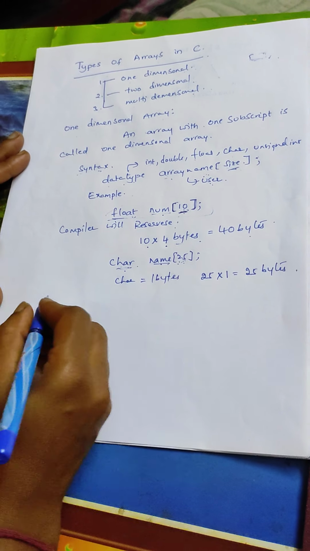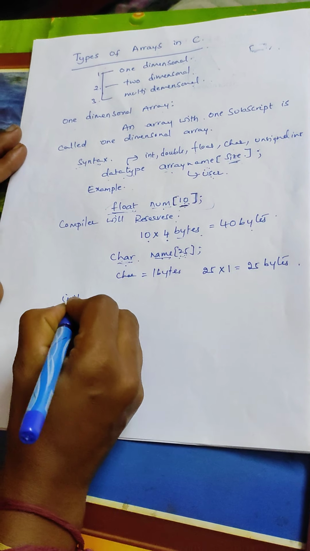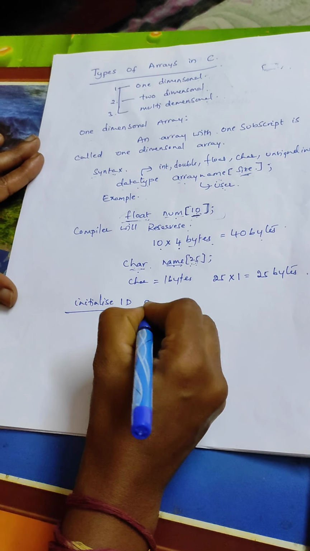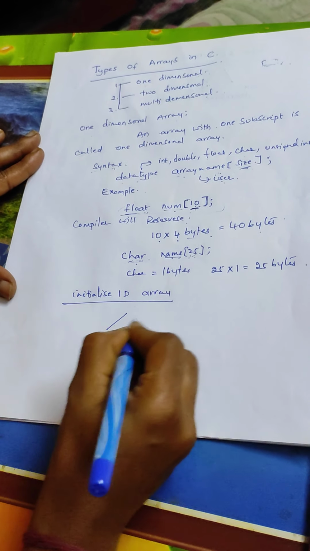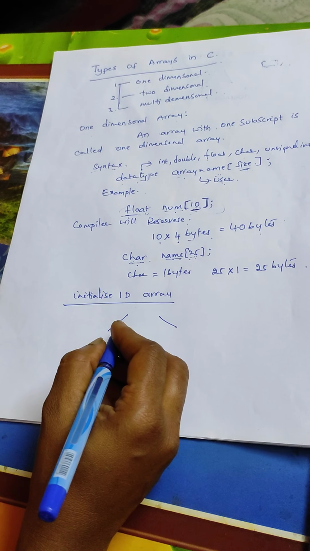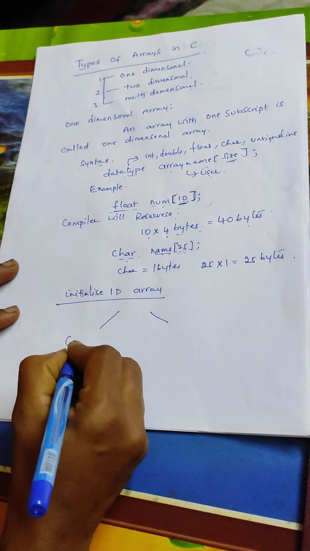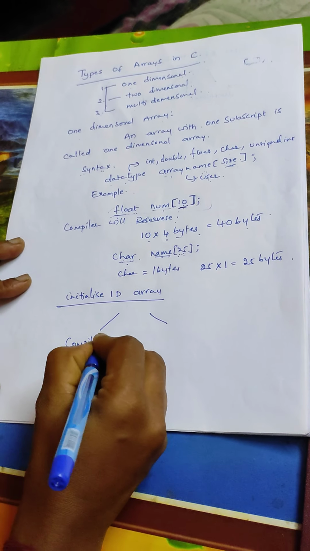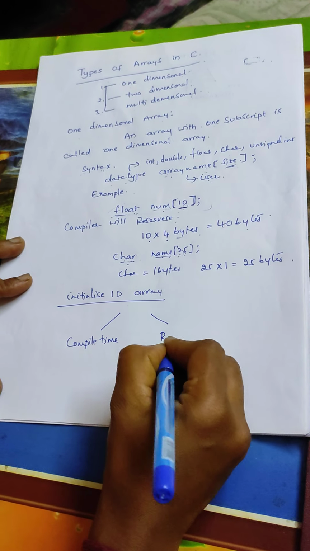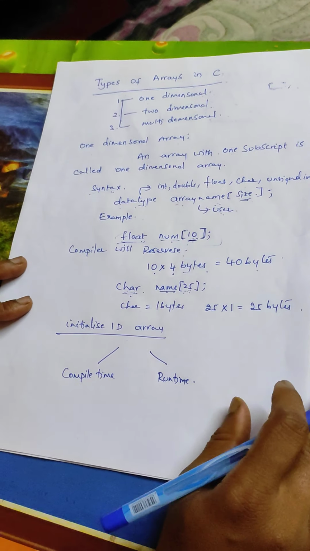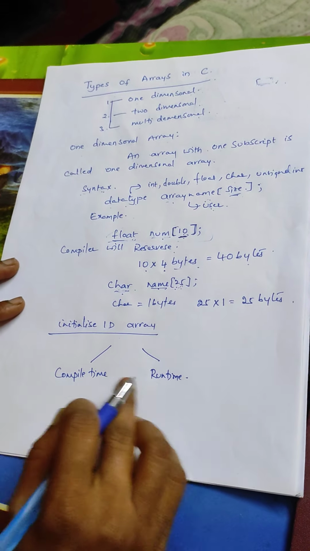Now I will show you how to initialize this one dimensional array. You can initialize not only one dimensional, but any dimensional arrays in two ways. One is compile time and the second one is runtime. Depending on your program requirement, you can choose any one of the initializations.